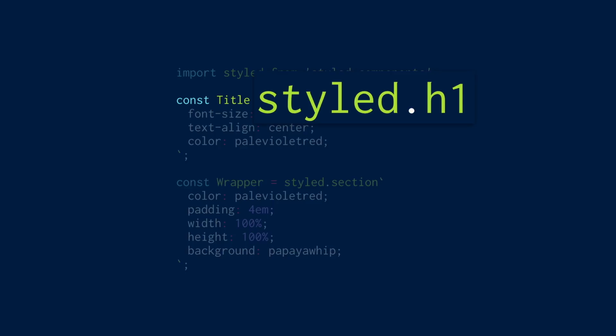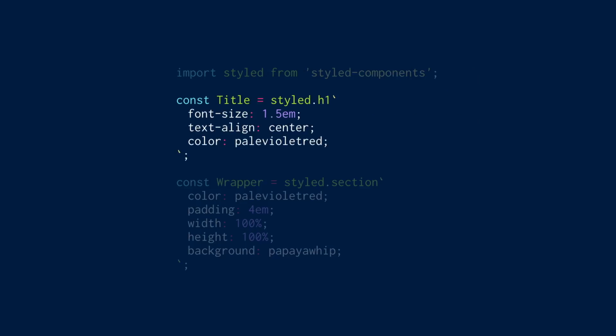Now this styled.h1 thing, that's a function. That's just a function. And what this does is it returns a React component that renders an h1 HTML tag. So this Title variable that we have here is now a React component. And this Title React component will just render an h1 HTML tag. And then we pass in some styles into these two backticks, right? In this case, we want to say our Title React component should have a font size of 1.5em, should be aligned to the center, and should have a color of palevioletred, right? Just CSS. We're just styling our Title component.